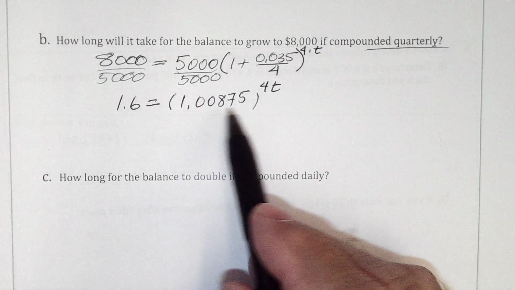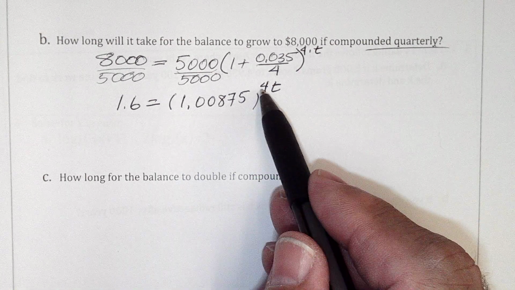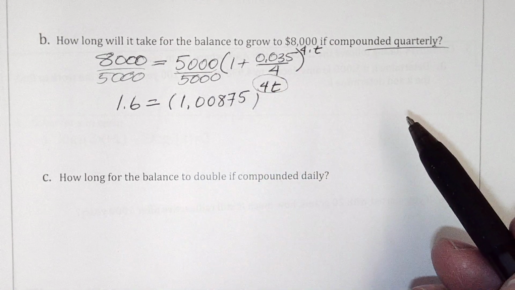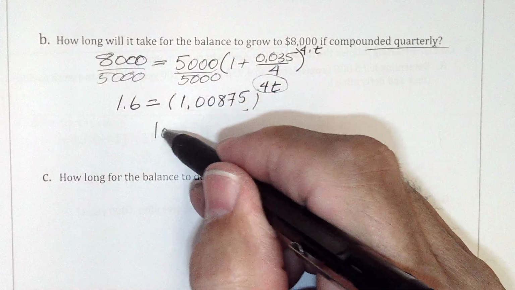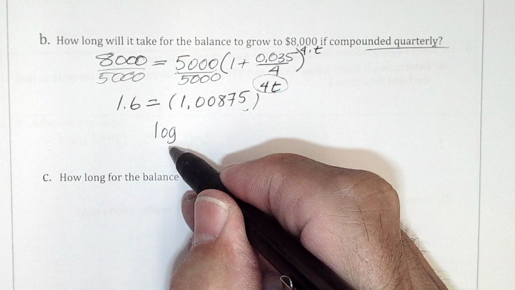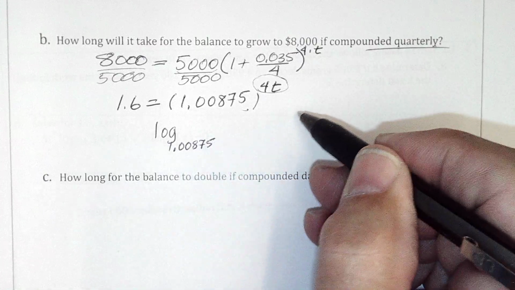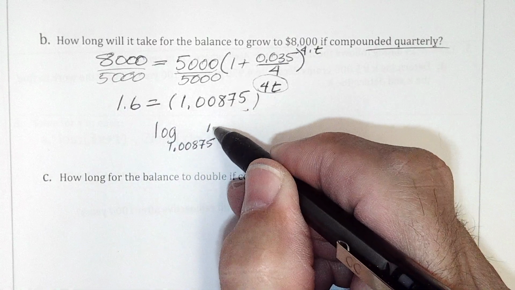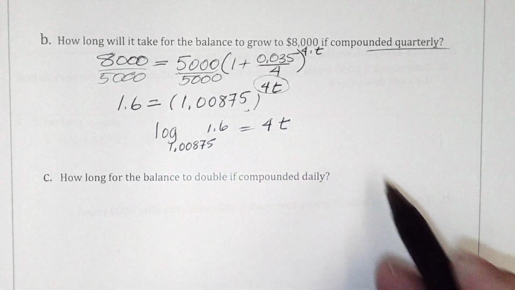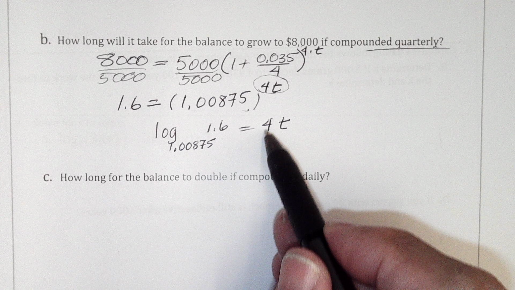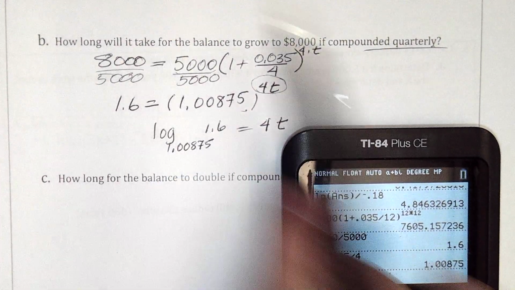Once I have it as a single base, I use rule number 1 of logs because I'm trying to solve for a power. And the base is this, so it's log with that base of 1.6 equals 4t. So whatever this number is, I divide it by 4, and I've got the time. So let's figure out this number.